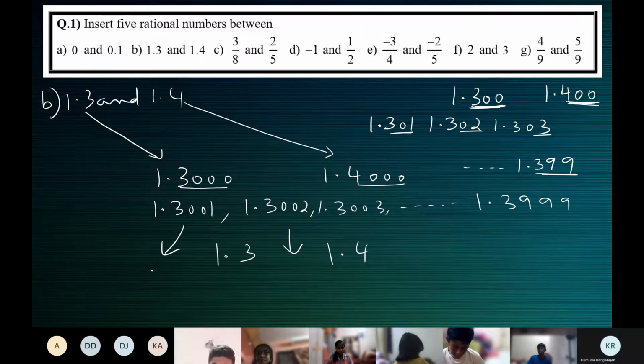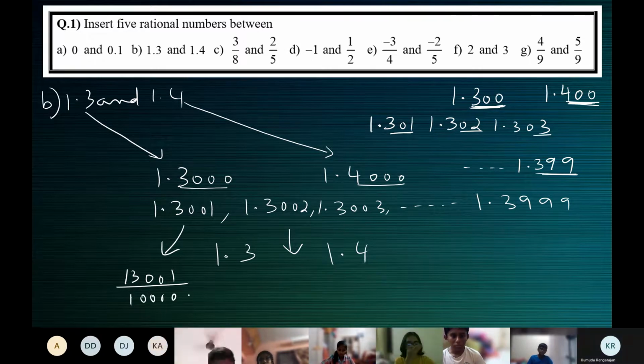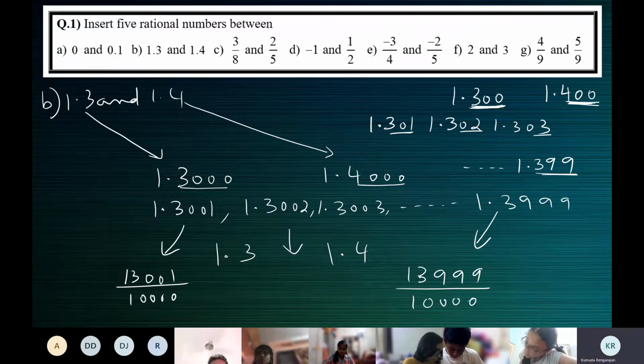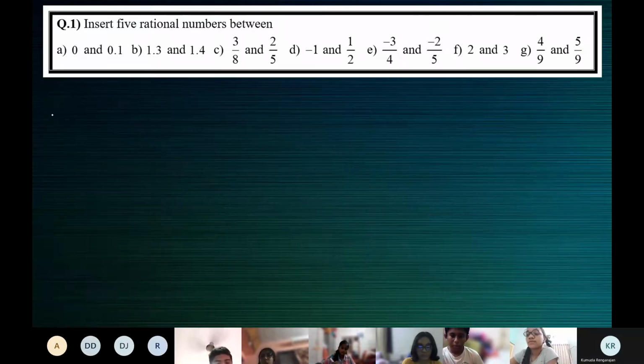This is the p by q form. How do you write this in the p by q form? 3001 divided by 10,000, that is 1 followed by 4 zeros: 1, 2, 3, 4 zeros. Yes or no? Yes, ma'am. And if you want to write 1.3999 in the p by q form, it is 13999 divided by 1 followed by 4 zeros. Okay, now I'll write the answer for you. I hope we understood. All of us understand that? Yes, ma'am. All right.